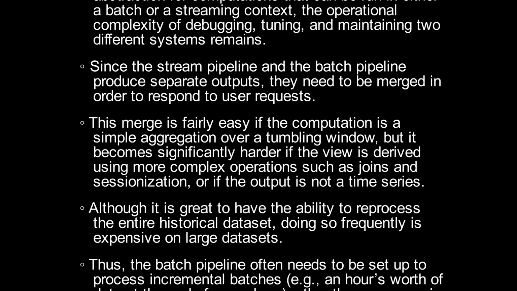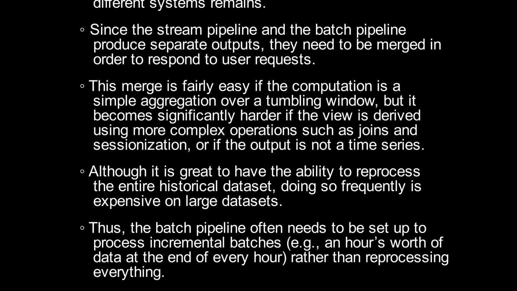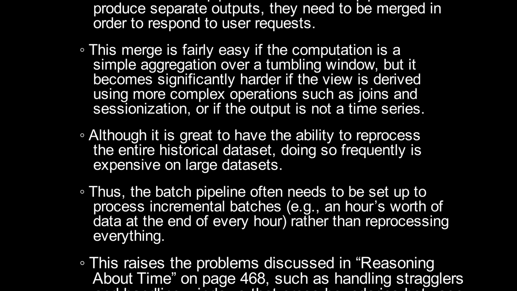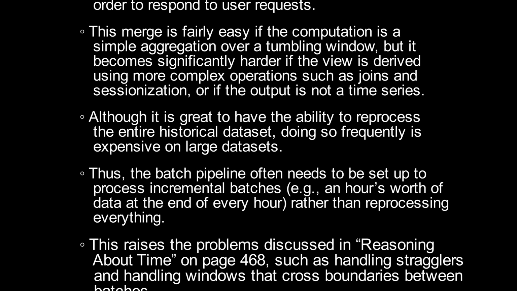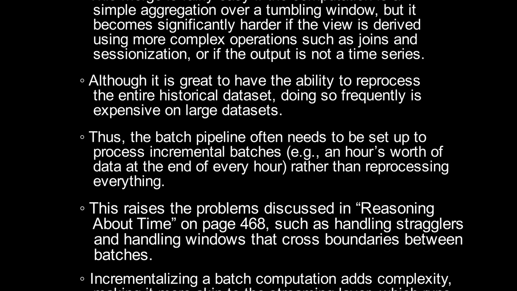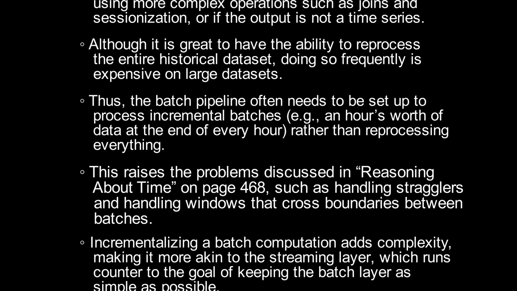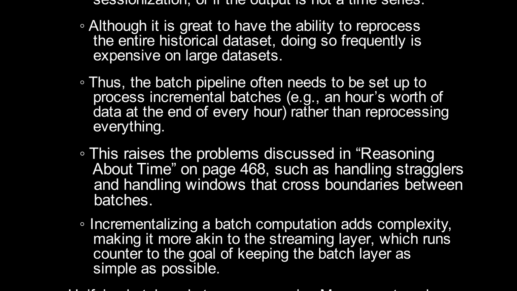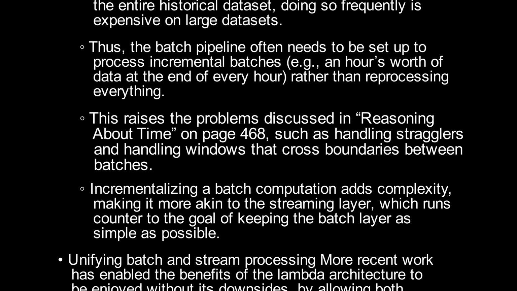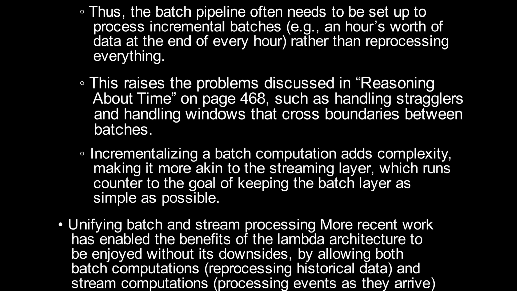Although it is great to have the ability to reprocess the entire historical dataset, doing so frequently is expensive on large datasets. Thus, the batch pipeline often needs to be set up to process incremental batches, for example an hour's worth of data at the end of every hour, rather than reprocessing everything. This raises the problems discussed in reasoning about time on page 468, such as handling stragglers and handling windows that cross boundaries between batches. Incrementalizing a batch computation adds complexity, making it more akin to the streaming layer, which runs counter to the goal of keeping the batch layer as simple as possible.